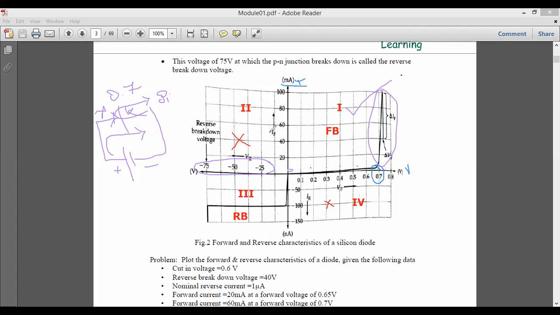Now, if you take quadrant number 2, what is happening there is all the negative voltages. I cannot apply the negative voltage over here, because if I apply it, then your diode is completely reverse biased.